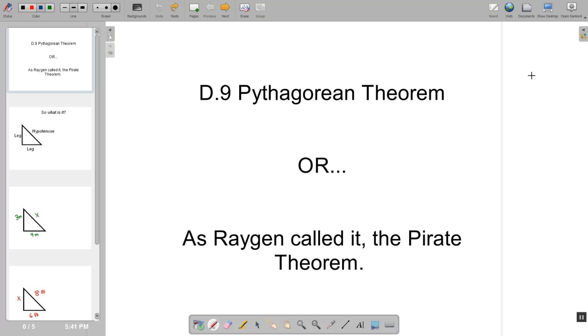Reagan called this theorem last year the Pirate Theorem. I have no idea why, but now I kind of have the urge to always call it the Pirate Theorem and make story problems that are pirate-based. So if you call it the Pirate Theorem, well, I'll have a chuckle and I'll remember. But it is actually called the Pythagorean Theorem.